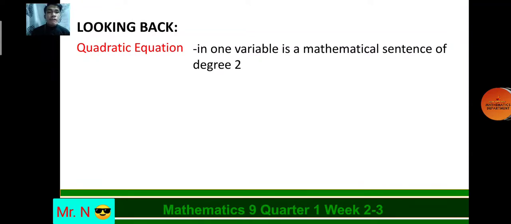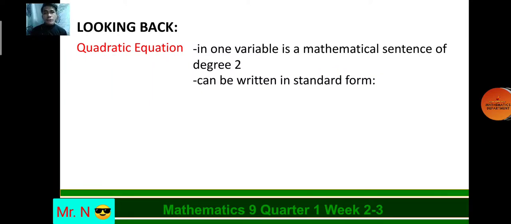Let's have a review. Let's define what is quadratic equation. A quadratic equation in one variable is a mathematical sentence of degree 2. When you say degree 2, it is the highest exponent of the variables among the terms is 2. And the quadratic equation can be written in standard form: ax squared plus bx plus c equals to 0.